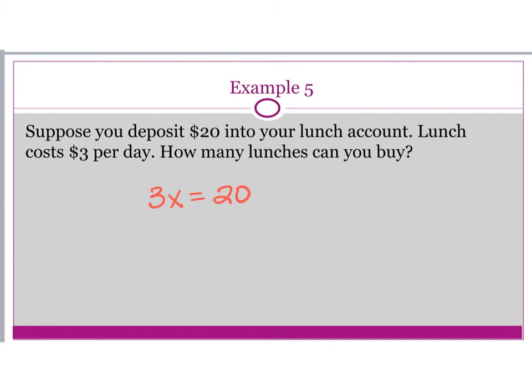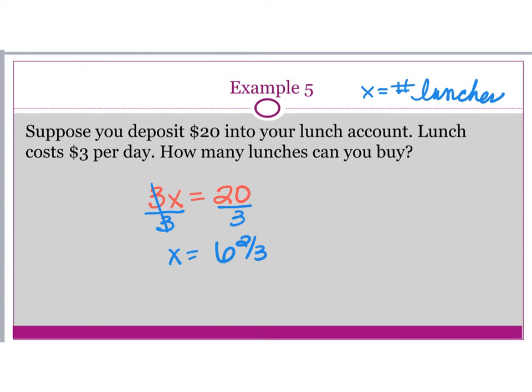So now, ultimately, I'm going to solve for my x, which is my number of lunches. So I'm going to say x equals the number of lunches. Okay, so if I have 3 times x, to undo the 3, I have to divide because that will undo the multiplication. So now what I'm left with is x equals 3 goes into 20 6 times, which is 18, and it's going to leave me with 2/3 left over.